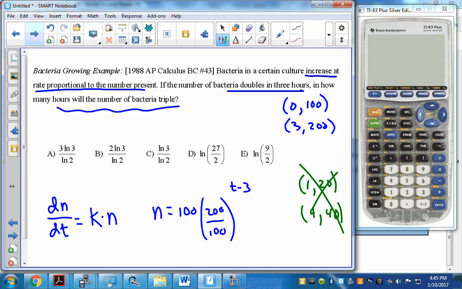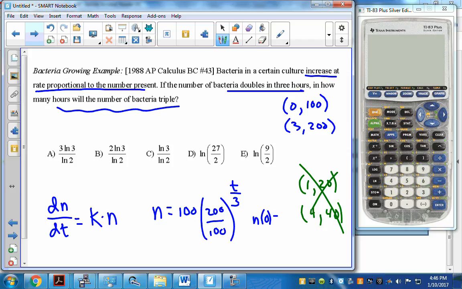If you put, no, it's not t minus 3. Let's check this. It's t divided by 3. T divided by 3. That's a good reason to check. If you put t is equal to 0 in there, we get 200 over 100 to the 0 power, and that gives us 100. Okay, so I'm just doing a quick check here.